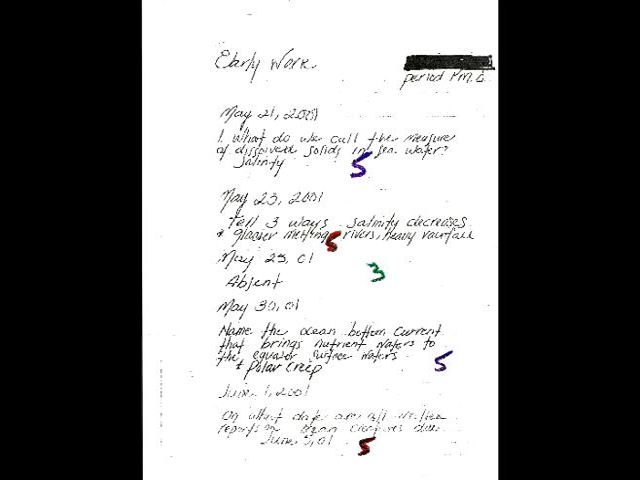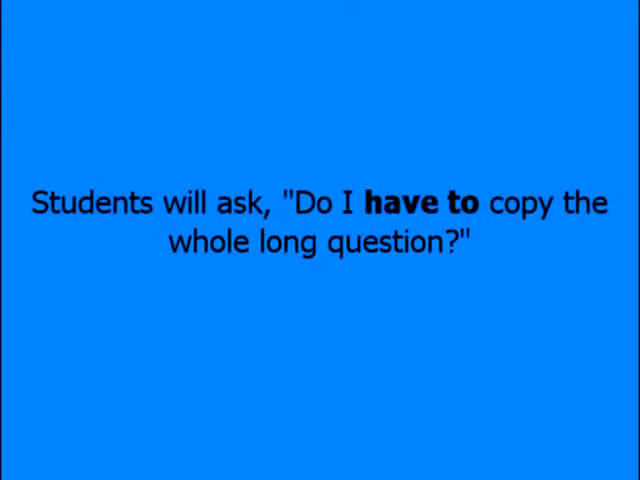The same person who might not do a 40-point homework assignment will be very adamant if they get a 4 rather than a 5 on early work, because early work might be the only place they've ever been perfect. Students will ask, do I have to copy the whole long question? Here's a great way to answer that question. You don't have to do anything, but if you want the whole 5 points, you'll want to copy the whole question. The your choice part of that answer is so powerful.